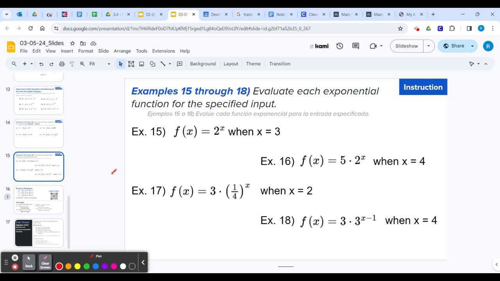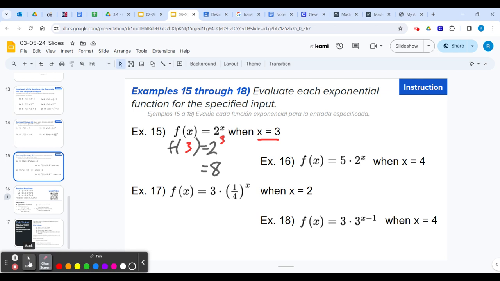So in example 15, we have f of x equals 2 to the x when x equals 3. So really what I want to do is plug in f of 3 equals 2 to the third power. We write everything exactly the same and just replace that x with 3. And if we evaluate that out, 2 to the third power is 2 times 2 times 2, which should give us 8. That's our answer.